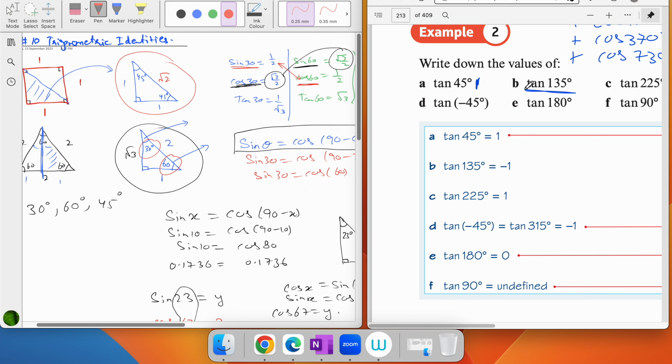Now see tan 135, before we do it, it should lie here in the second quadrant, and I'm checking what the basic angle is. So 180 minus 135, and I get to see it is 45. So basic angle is 45. It should be 1, but is it positive or negative? Add sugar to coffee. Tan in second quadrant is positive or negative? Negative. So it is -1.